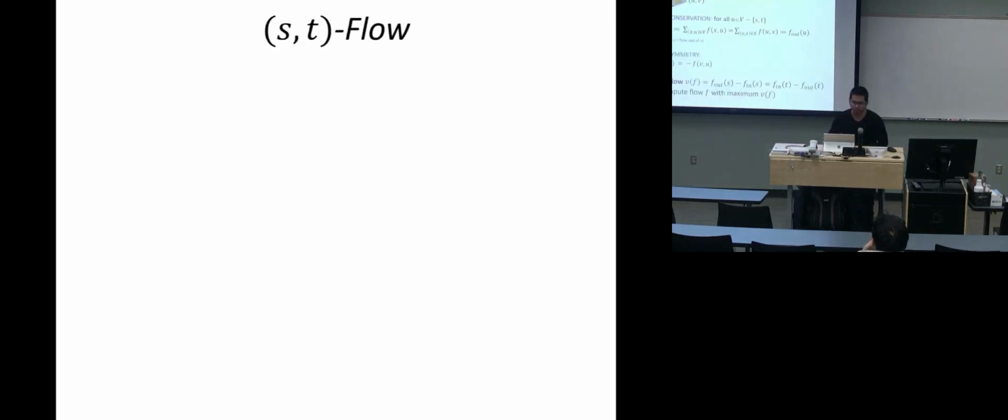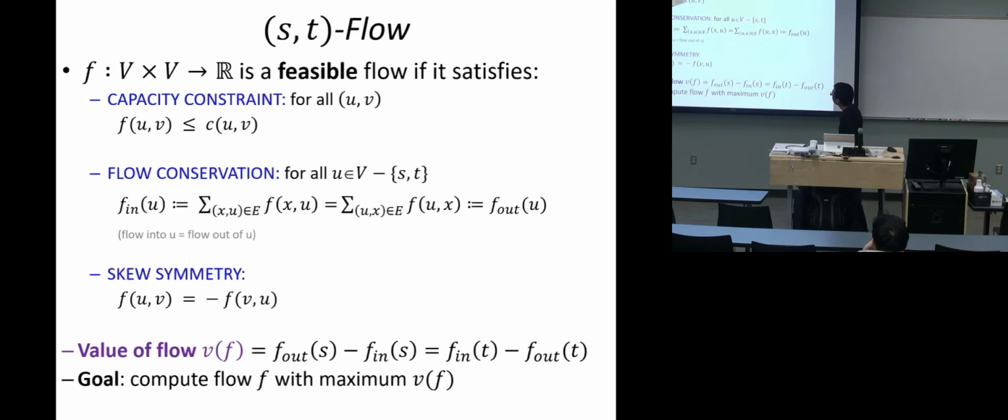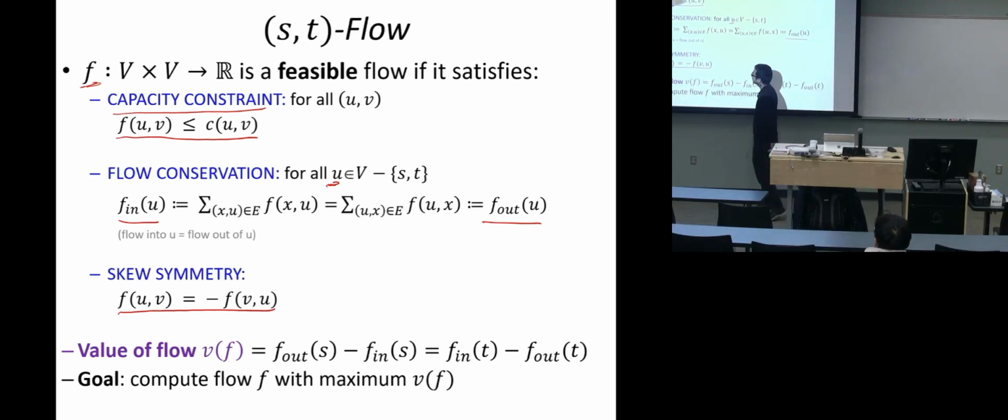And just to be more formal, we need a flow here, right? That respects the capacity. So the flow is at most the capacity on every edge. And also for every node here, you have flow in equals flow out. And the skew symmetry here is just for notation. Don't need to worry about it that much.